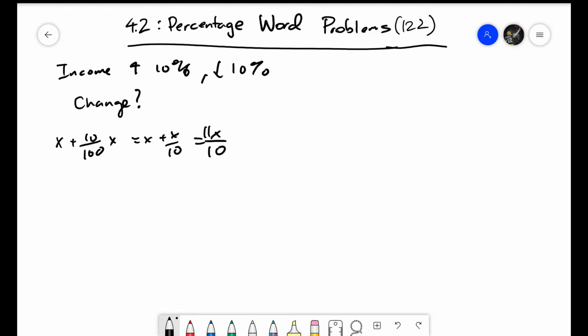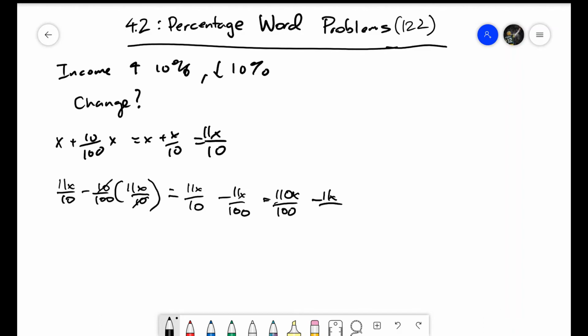Next, you have to decrease by 10% off of that. So this is 11x over 10 minus 10 over 100 times 11x over 10, which is equal to, these cancel, so 11x over 10 minus 11x over 100 is equal to 110x over 100 minus 11x over 100, since you have to multiply top and bottom of this fraction by 10. And then you subtract these from each other, and this is equal to 99x over 100, which is equal to 99% of x.